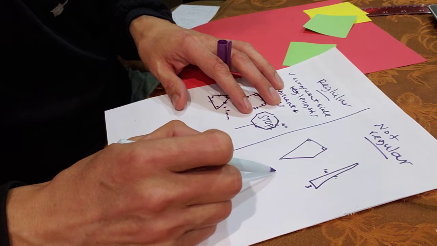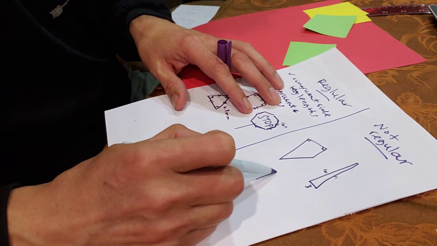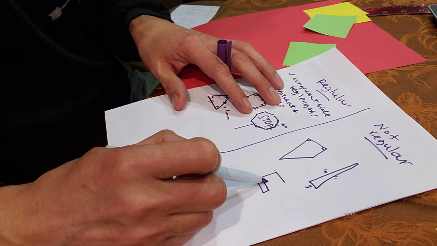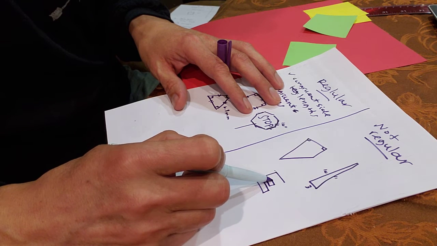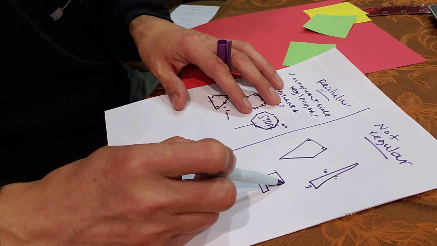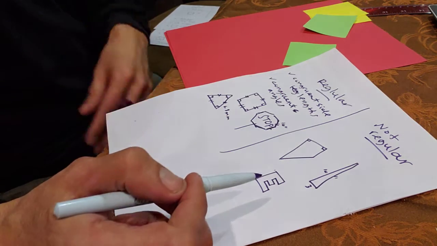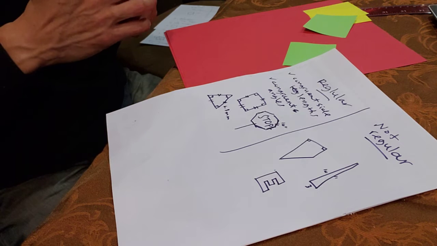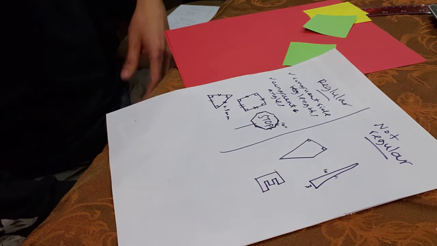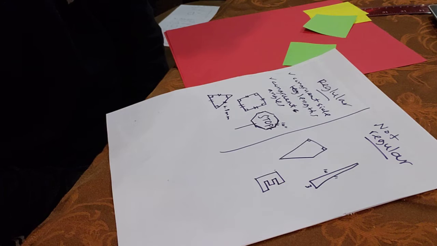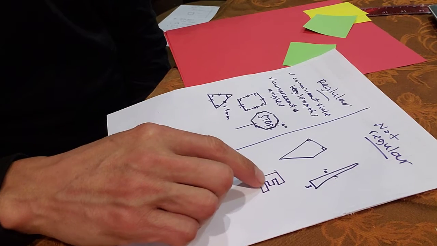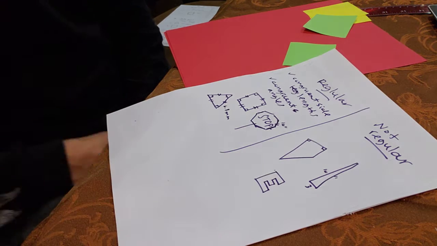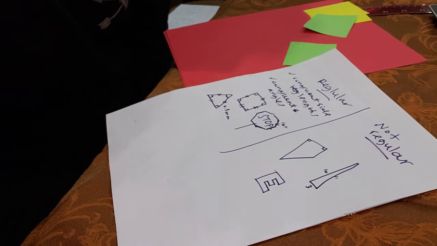Here's another polygon that's not a regular polygon. I'll count the number of sides: 1, 2, 3, 4, 5, 6, 7, 8, 9, 10, 11, 12. That's a dodecagon. It's not a regular polygon because the sides don't have equal lengths, even though every angle may actually be the same, 90 degrees.